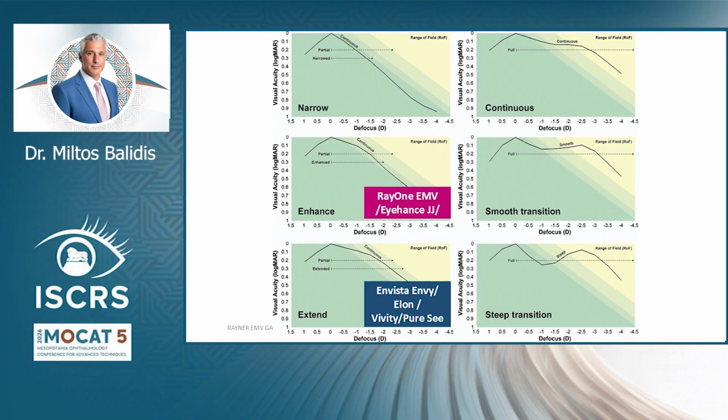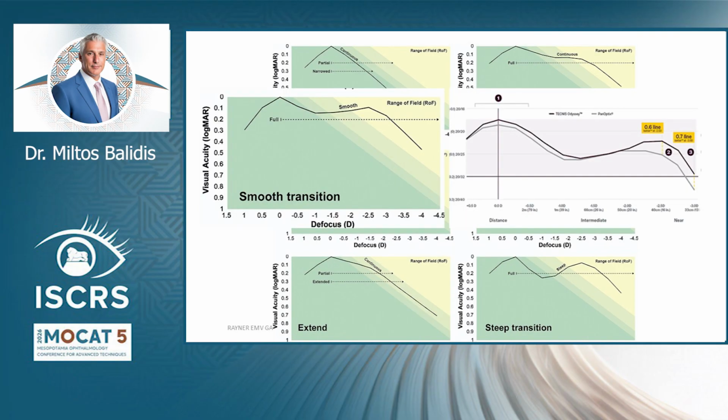So if we want to put into different categories lenses that we know, enhanced and Ray-1 is in the enhanced, and Elon, VVT, and Vista are pure CR in the extended. And just to show you a new lens which is coming, Odyssey, which is supposed to be on the continuous, but if you see the depth of focus curve of Odyssey, it is actually falling into the smooth transition.